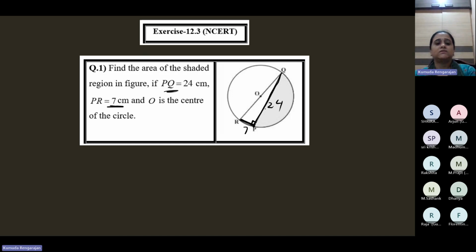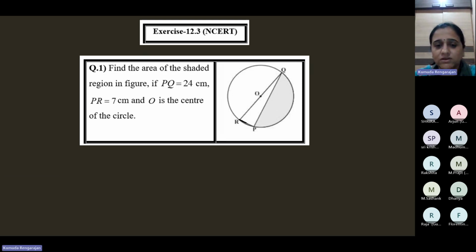And now for the circle you need the radius, right? The radius is not given. How do you find the radius, children? By Pythagorean theorem, we can find the radius. Correct. So you can find the hypotenuse QR because this one is a right triangle. The diameter becomes a hypotenuse. So you can find QR using Pythagoras theorem.